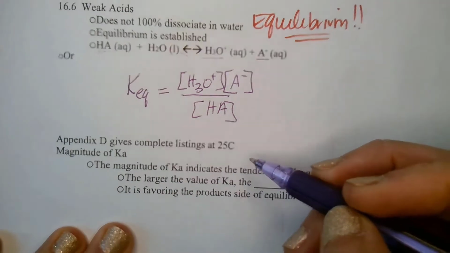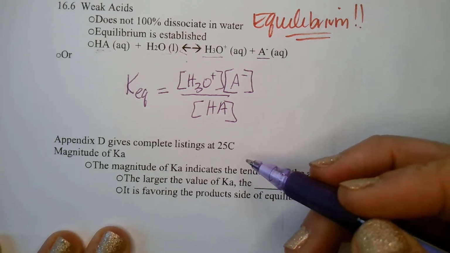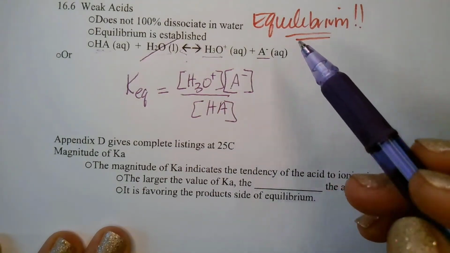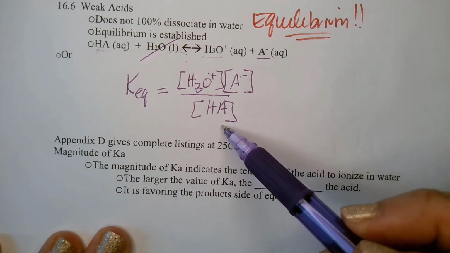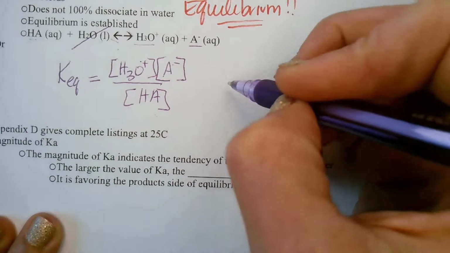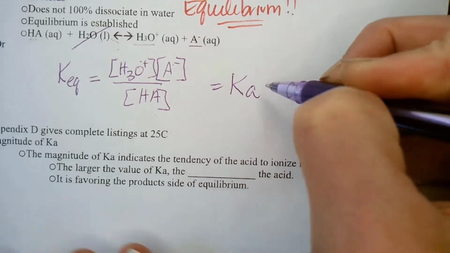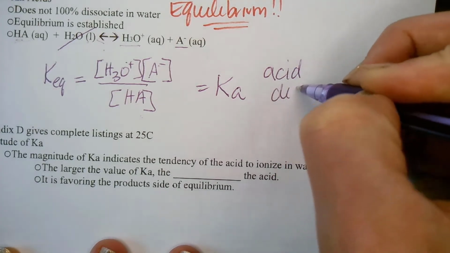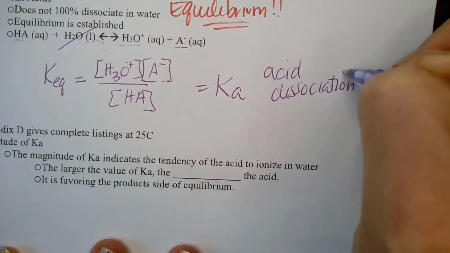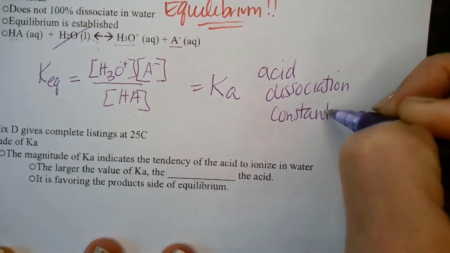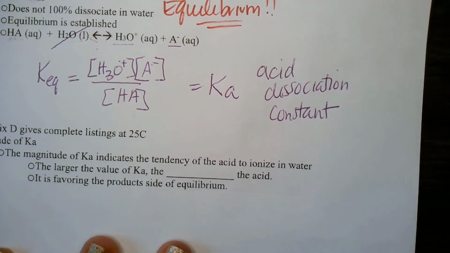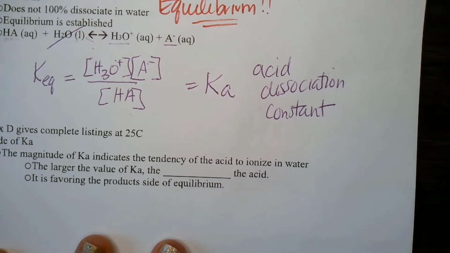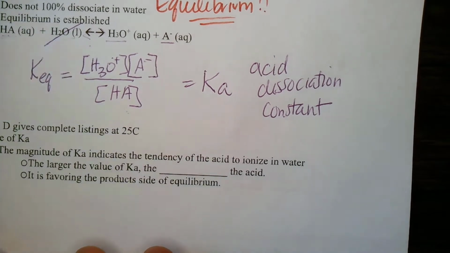And remember that pure solids and pure liquids drop out of the equilibrium expression, so the water just gets dropped out. We have our product ions over our molecule reactant. So here we have our Ka, which is our acid dissociation constant. Every weak acid has its own unique value for its acid dissociation, and it's the magnitude of the number that we find interesting.